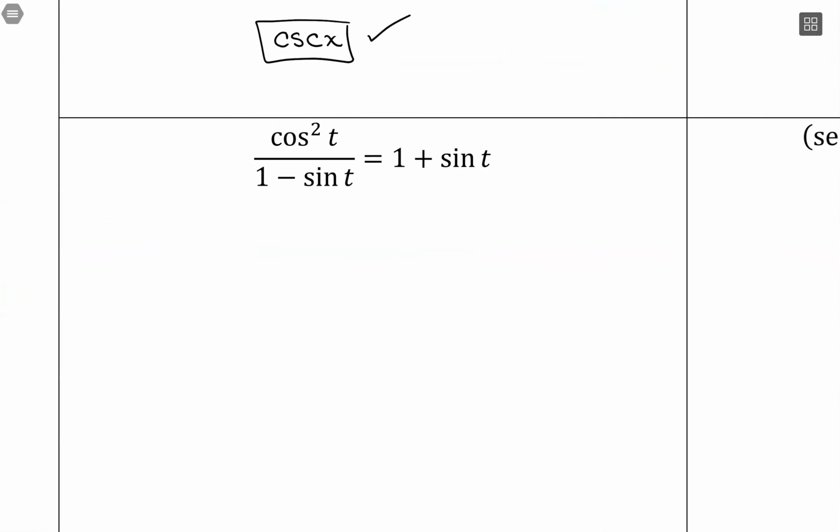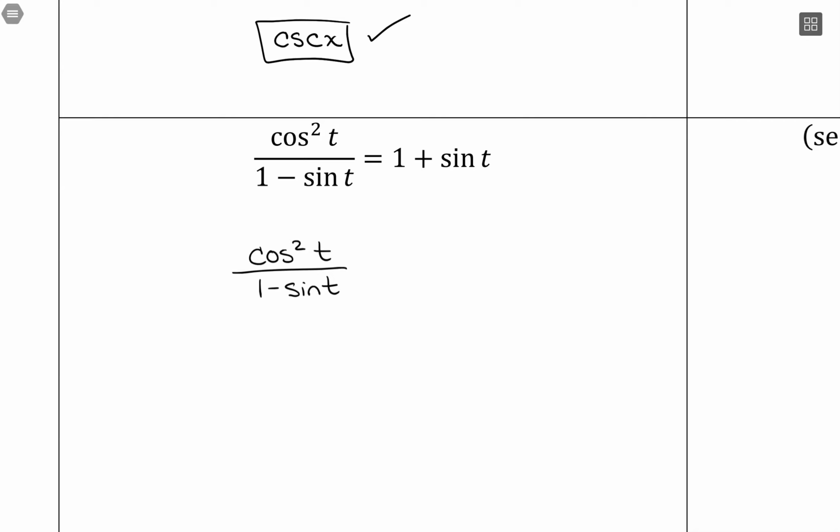All right, here we have cosine squared over 1 minus sine, and we want that to equal 1 plus sine. So cosine squared t over 1 minus t. Sometimes I just like to write it down again to help me out, especially if I'm going to use some operations.